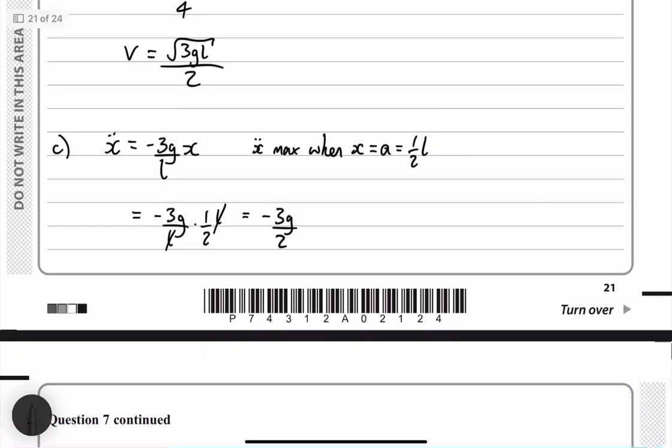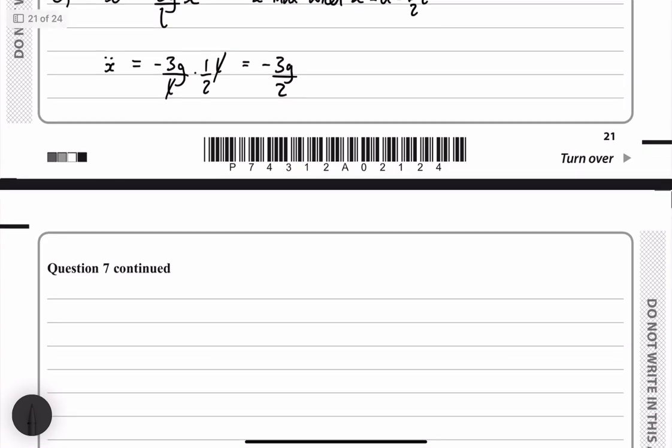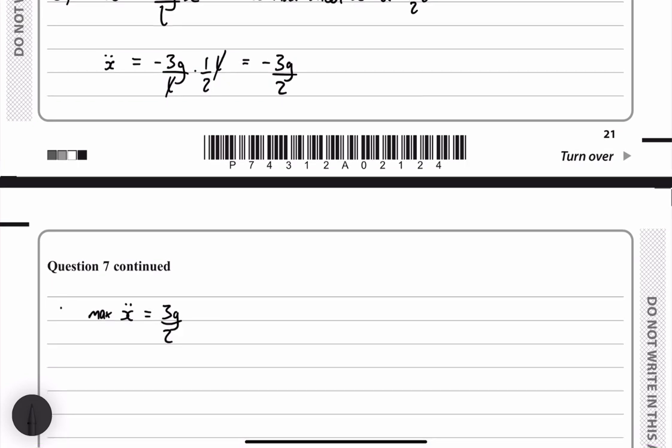So we've got minus 3g over L times a half L, and again the L's cancel out, minus 3g over 2. Having said that I won't be able to use a magnitude symbol, actually I think I probably will here, because our maximum technically would be 3g over 2. For 1 mark, I'll just put a little therefore on that, and that should be okay, because we know with simple harmonic motion it's always acting in the opposite direction to the displacement.